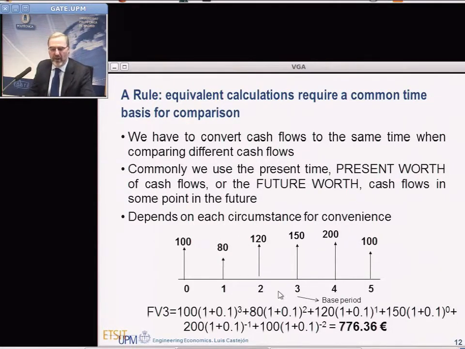Why to the third power? Because the number of time periods is 3, which is the base period, less the period we are considering, so it's 0.